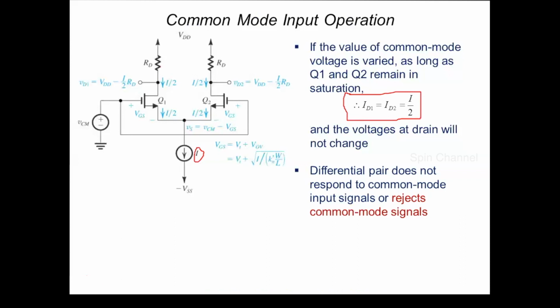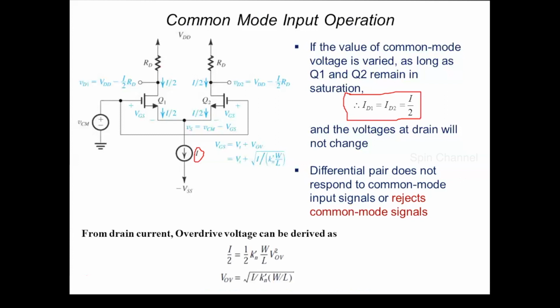Now, from this, we can find the overdrive voltage of a differential pair. We know that the drain current expression is given by I by 2 equal to 1 by 2 into Kn dash into W over L into V overdrive squared. So from this, V overdrive will be equal to the root of I divided by Kn dash into W over L.